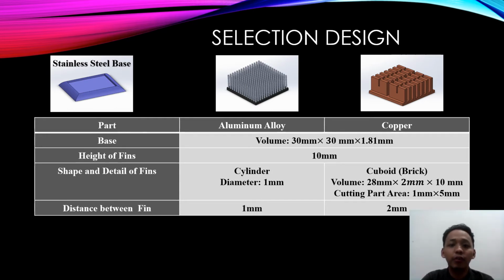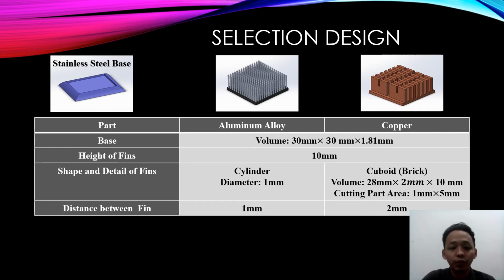Both of them have the same base measurement, which is 30 times 30 times 1.81 millimeter. Both of them also have the same fin height, which is 10 millimeter. However, both fins have different shapes. Aluminum alloy uses a cylinder shape with diameter 1 mm, while copper uses a cuboid shape with volume 28 times 2 times 10 mm. The cutting part area at the middle of the fins is 1 times 5 mm.